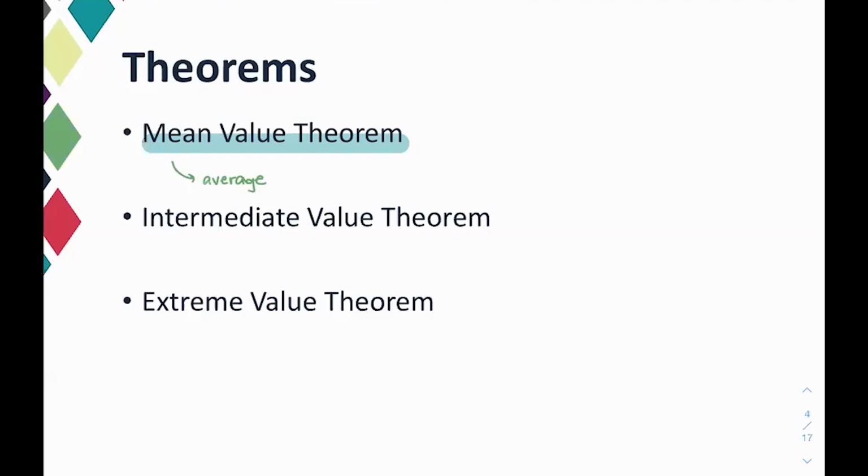Specifically, this theorem says that there exists a point between 2 points A and B, we'll just call it C, most textbooks call it C, where the derivative at C, or the slope of the tangent line at C, equals the average rate of change, or the slope of the secant line, between A and B. So in graphical terms, that looks like this.